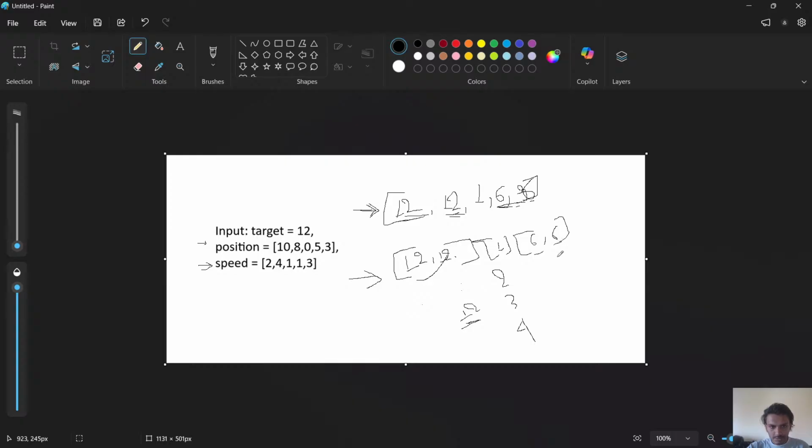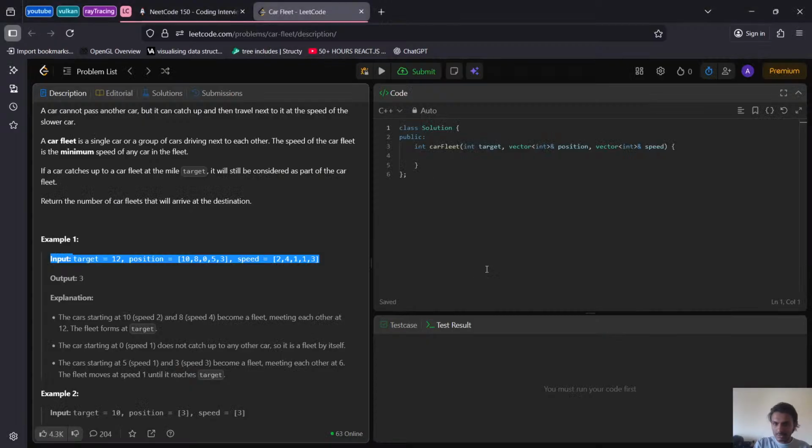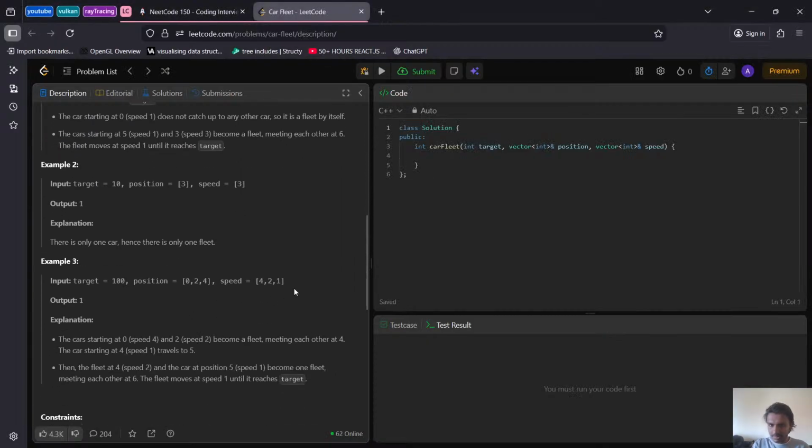For these we can do 9 and then 12, so we'll reach in the third iteration. 2 more iterations and it will reach. For this we'll need to do 12 iterations and this one 1 iteration. Then let's take another example.